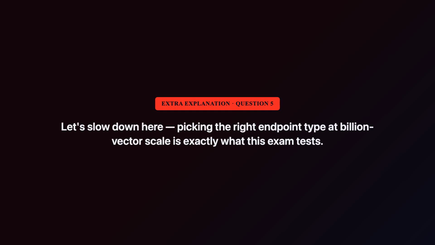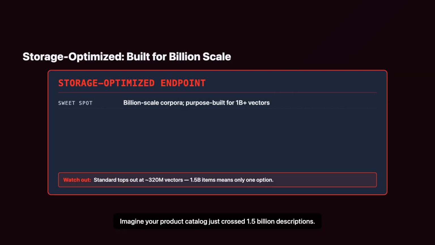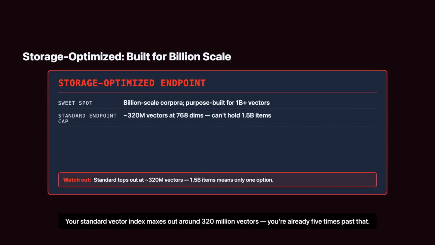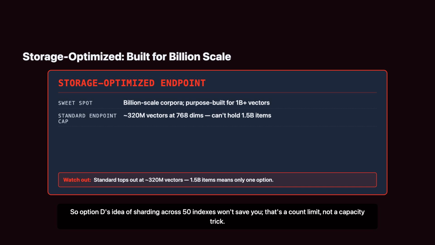Let's slow down here. Picking the right endpoint type at billion vector scale is exactly what this exam tests. Imagine your product catalog just crossed 1.5 billion descriptions. Your standard vector index maxes out around 320 million vectors. You're already 5 times past that. So option D's idea of sharding across 50 indexes won't save you. That's a count limit, not a capacity trick.